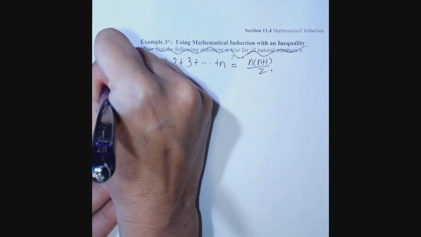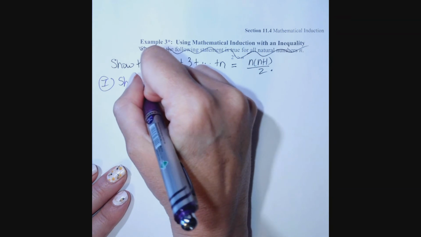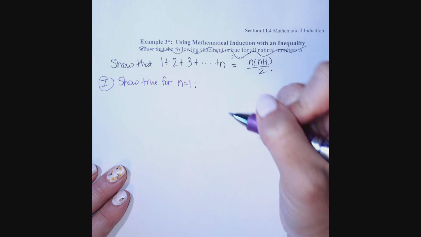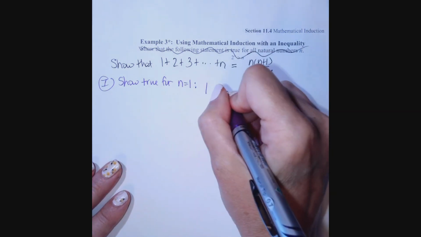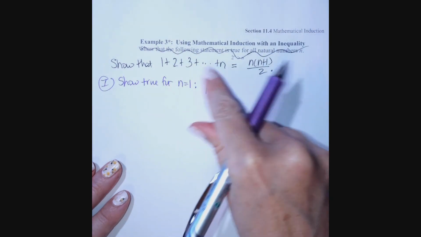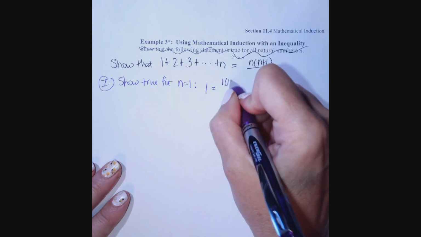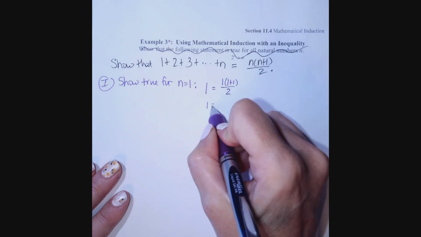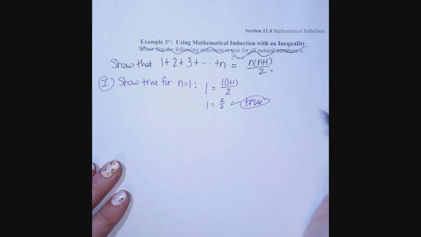The first condition, we need to show it is true for n equals 1. Well, if it's true for n equals 1, then we just have the first number. We don't have all of this. It's just 1, which will be equal to 1 times 1 plus 1 over 2. So we have 1 is equal to 2 over 2, and 2 over 2 is 1, so our first condition is met.